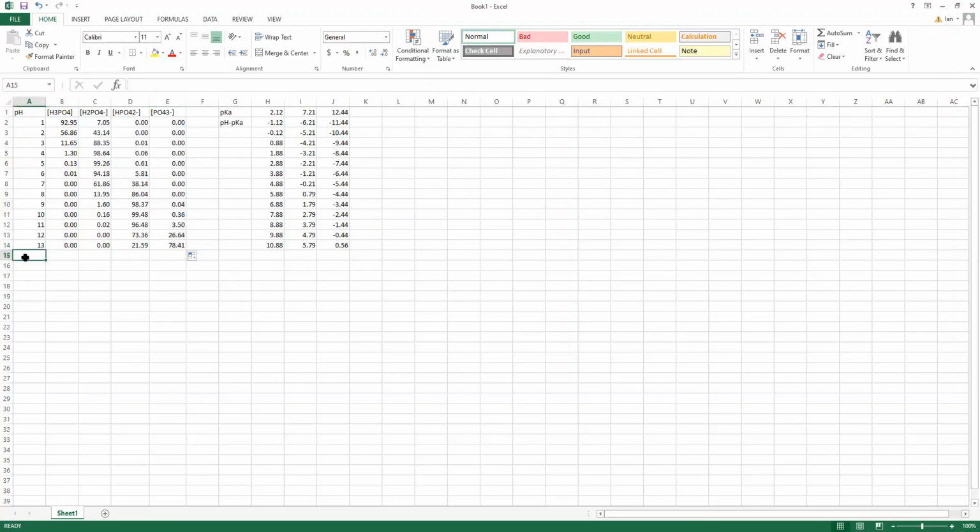And if we kept going, so why not? Let's go ahead and add a 14 in here. So at very basic pHs, we see almost all exclusively the PO4 3- form. And so that is how you go about solving this problem.